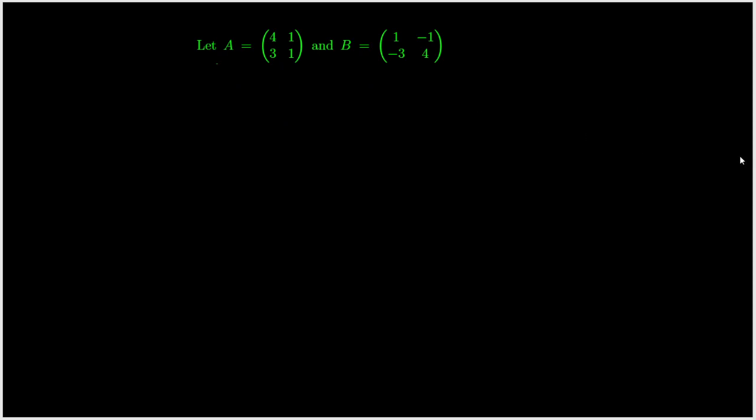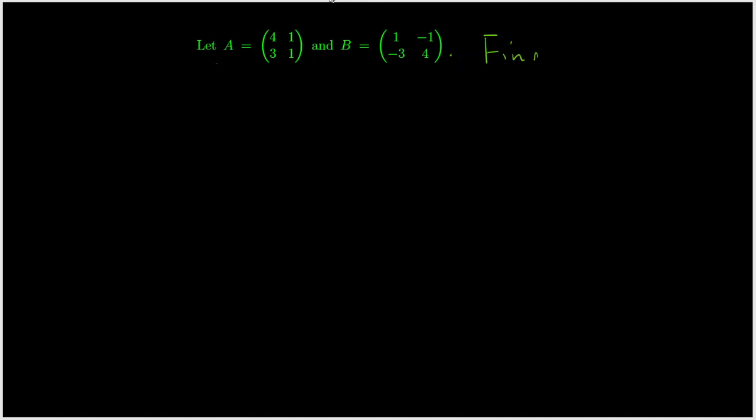Now let's try the question on the screen. Okay, so get a piece of paper. For the two matrices on the screen, I want you to compute two things. Now let's recall matrix multiplication is not commutative.